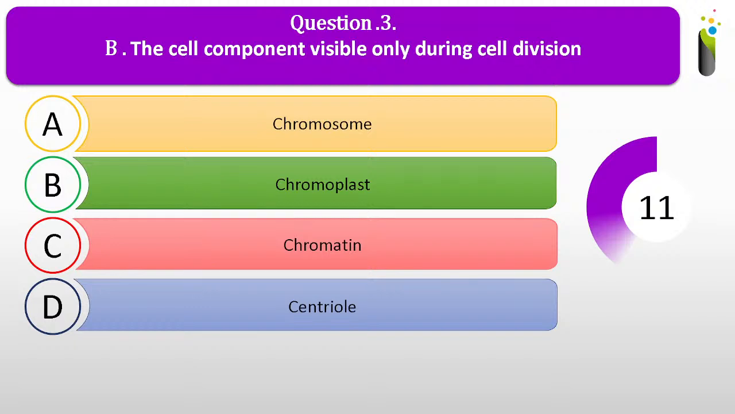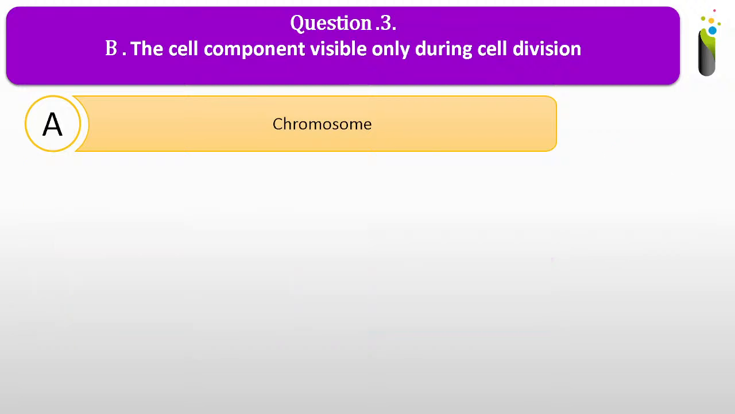And the correct answer for this question is: the cell component which is visible only during cell division is chromosome. Because when the cell is not in its dividing stage, what we see is chromatin network, and when the cell enters any cell division phase, it is chromosome. Please keep this in mind.